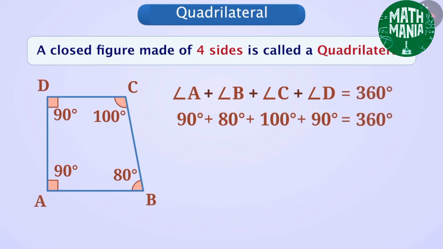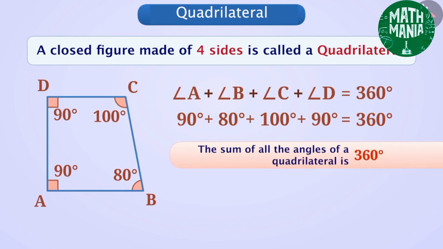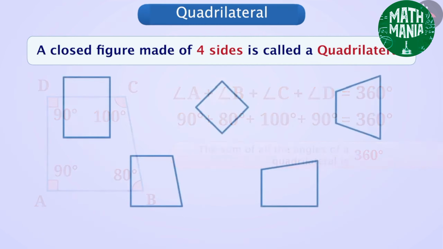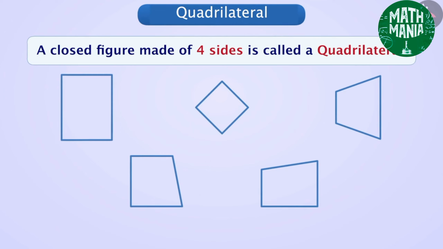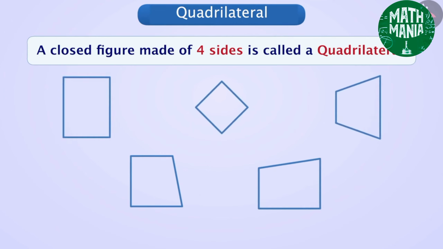360 degree. This is true for each quadrilateral. Therefore, we can say that the sum of all angles of a quadrilateral is 360 degree. This is an important property of a quadrilateral. Now again look at these figures. As you can see, there are so many types of quadrilaterals. To understand these, we classify them into various types. So let's learn about types of quadrilaterals.